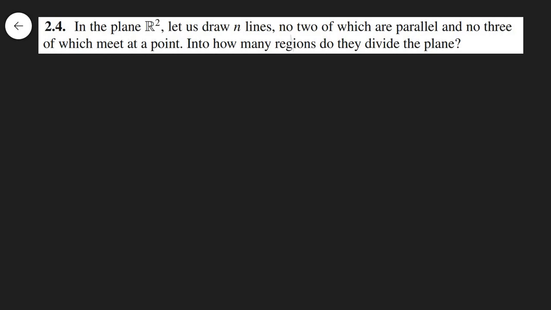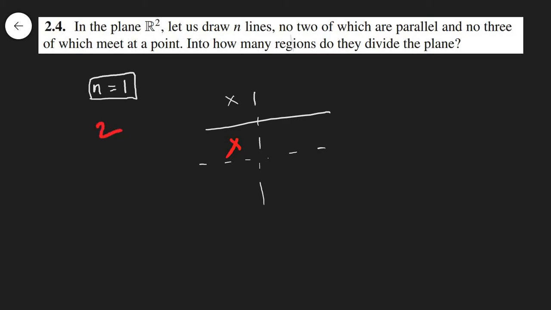So let us see what the question means. Suppose I say n equals 1. That is, we are drawing one line in the R2 plane. So let this be the R2 plane, and if we draw one line, say this is the line, it divides the plane into this region and this region. So when n equals 1, the R2 plane gets divided into 2.